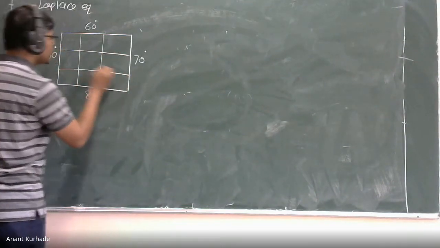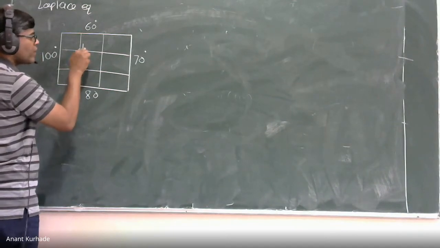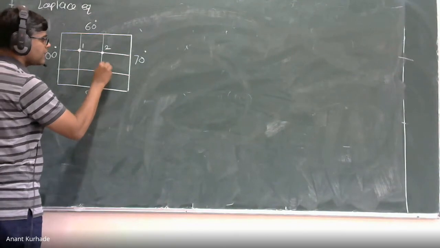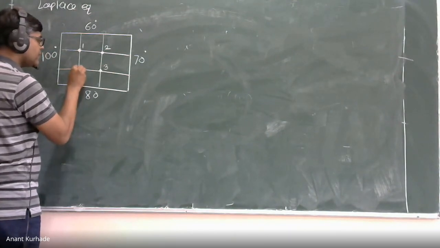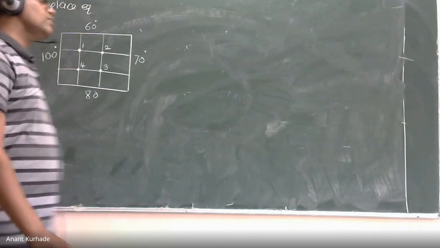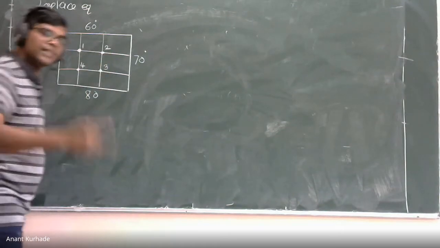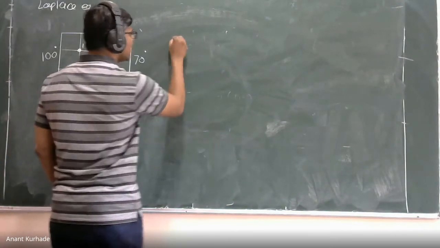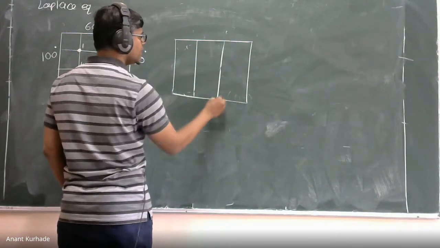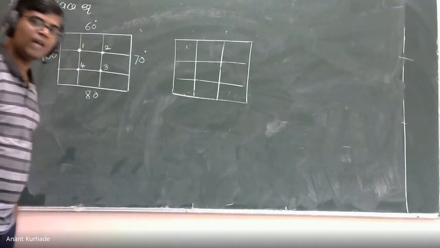Okay, so you can have this partition also, and we can have a question: find the temperature at node 1, node 2, node 3, node 4. So you have to find the temperature at these. Or in some cases, you can have the same question, but see here.